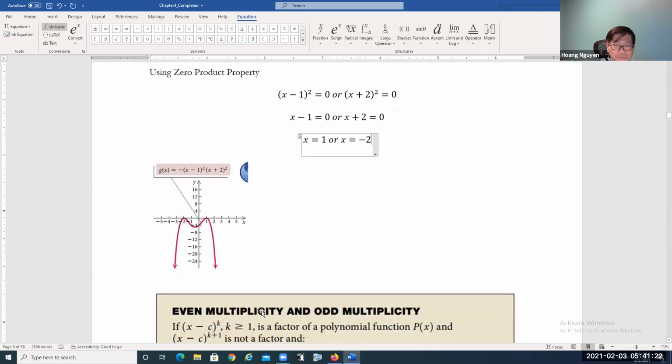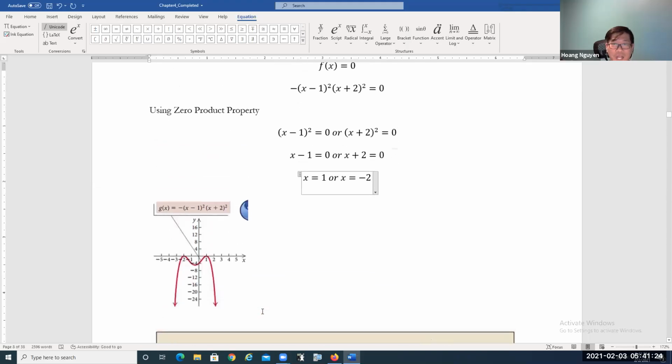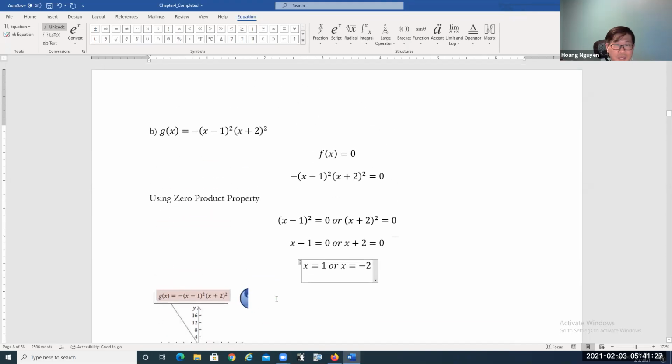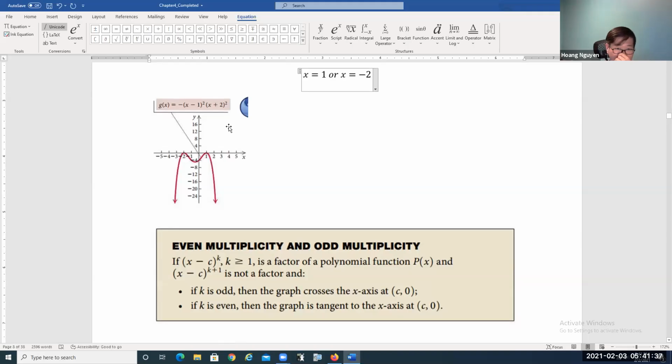So what's the conclusion that we have so far? The only thing that determines crossing or touching or tangent is the power outside of those factors. So we have even multiplicities and odd multiplicities. We talk about this property, the multiplicity, which means how many times that zero got repeated. So, multiplicities of a zero.